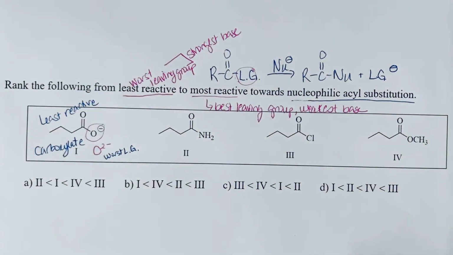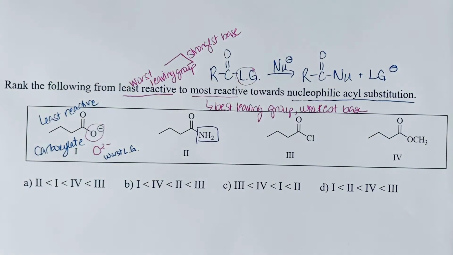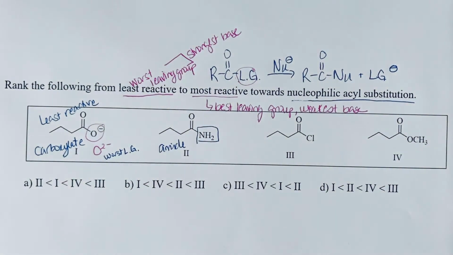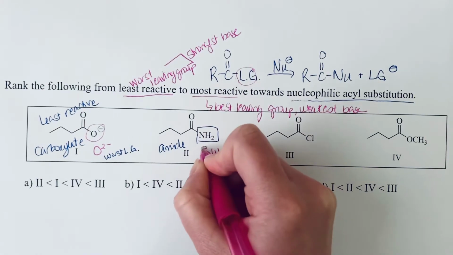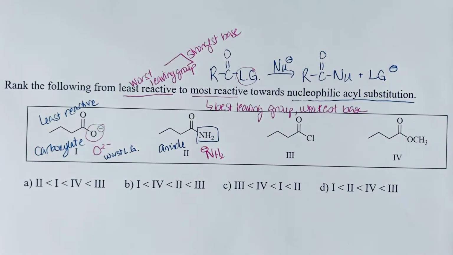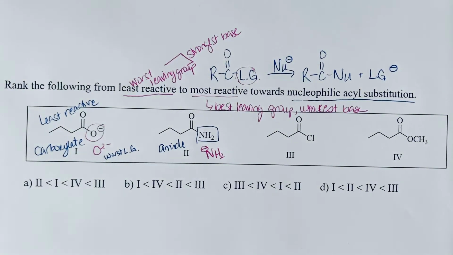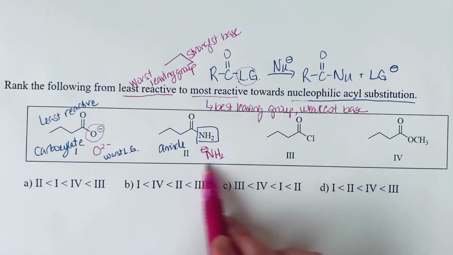And then to rank the others, we still want to keep comparing by the leaving group. So if we are looking at number 2, this is an amide. Then your leaving group in this case would be NH2 minus, which is also a really strong base. This is the base that we tend to use to deprotonate a terminal alkyne. And it's the conjugate base of ammonia, and ammonia itself is a base, so the base of that is even more basic. So this is a really strong base.